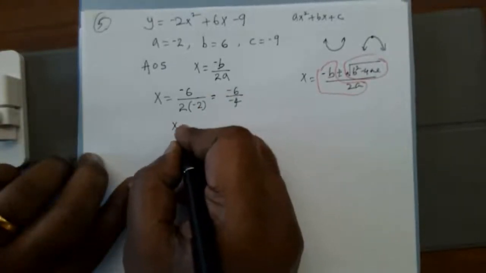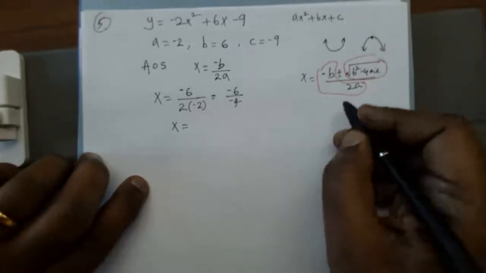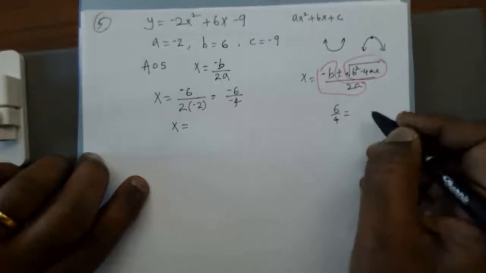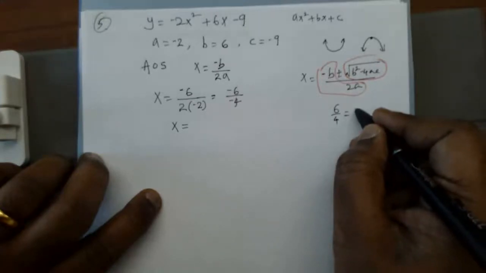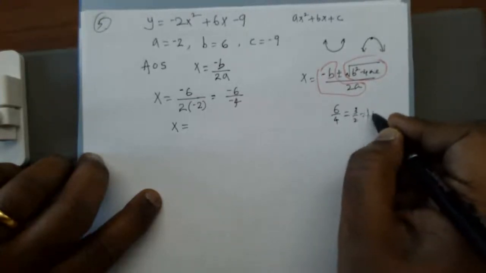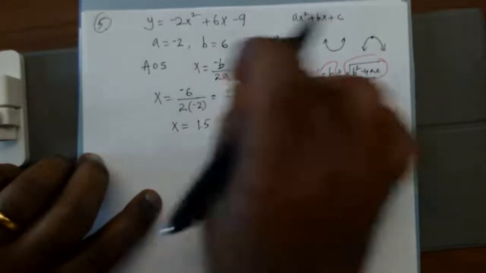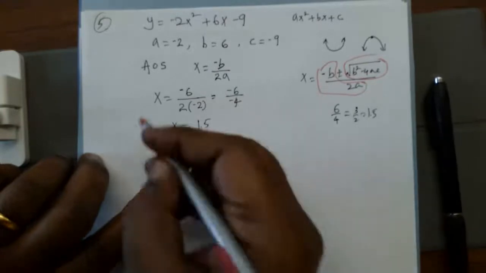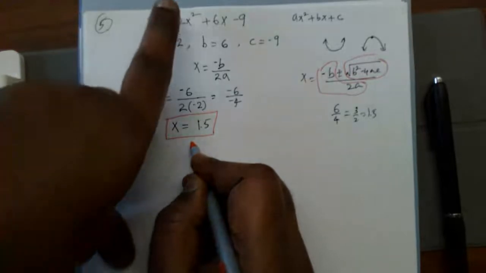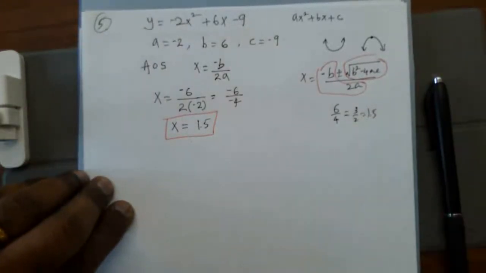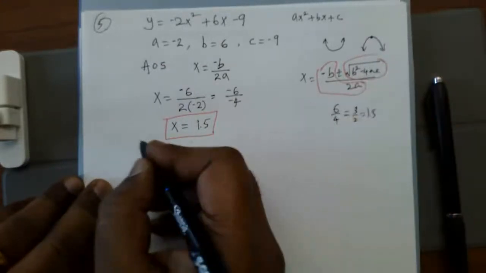So tell me, my x is equal to how much now? What is 6 divided by 4? Very good. 6 over 4 is 1.5. That is 3 over 2, 1.5. So x is equal to 1.5, which is my axis of symmetry. Awesome. Now this axis of symmetry, substitute in the given quadratic equation to get the value of y, which is the max or minimum in this case.